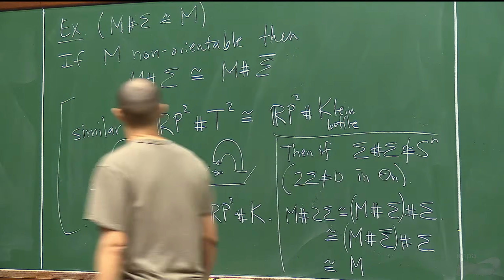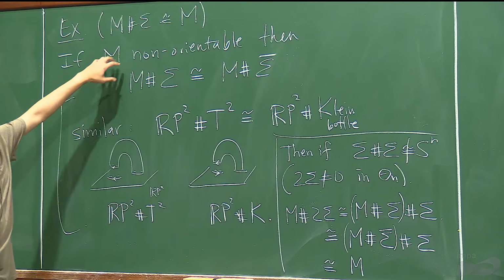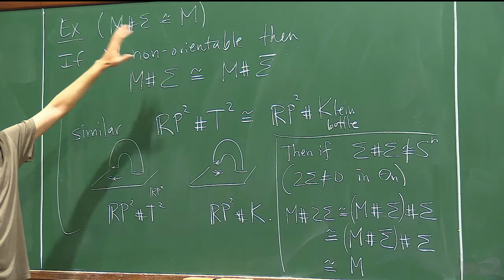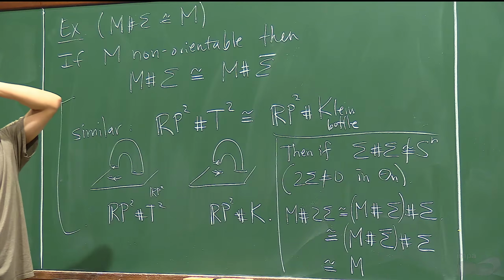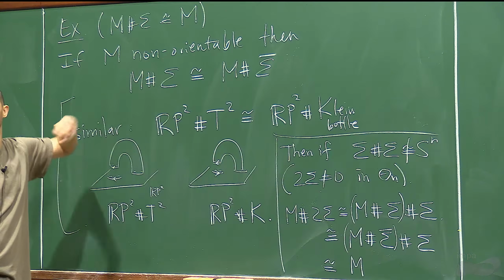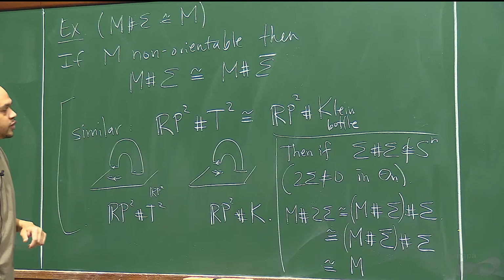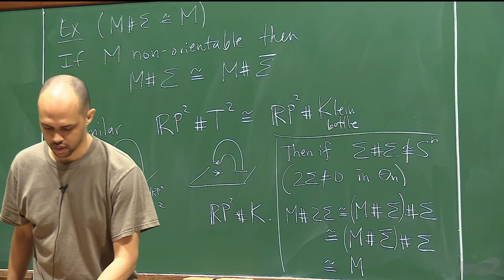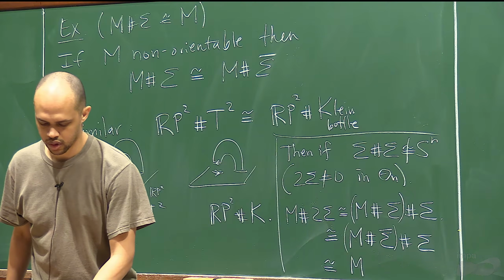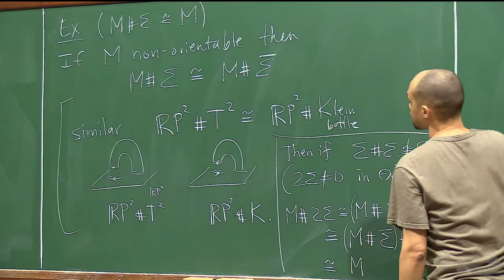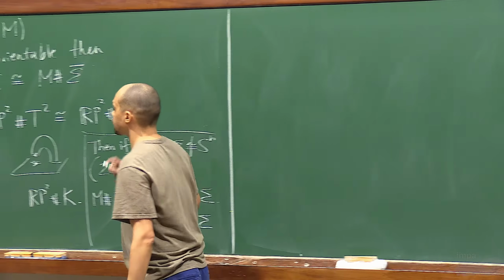There are examples where M is orientable. If M is orientable but not smooth, or sorry, not spin, then you can construct examples. Maybe I'll say more about that a bit later, and maybe I also said something about that last time.